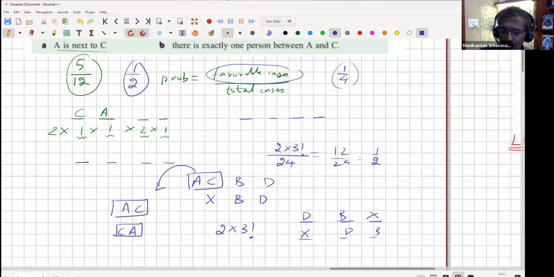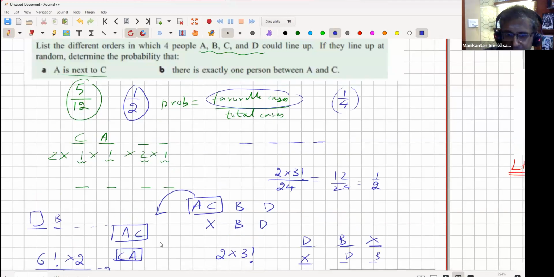And this works for a bigger number. Let's say instead of 4, there are 7. Same thing. I'll put A and C in a box. Now A, B, C, D, E, F, G, whatever the rest of the spots be. So there are 6 spots. I'll arrange them in 6 factorial ways. And then I'll open the box and arrange A and C in any way. The bottom will be 7 factorial. So this will just turn out to be 2 upon 7. Does it make sense?